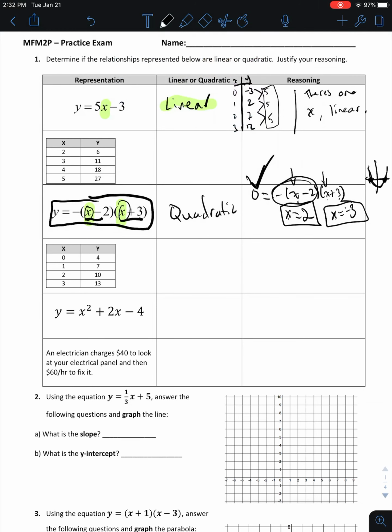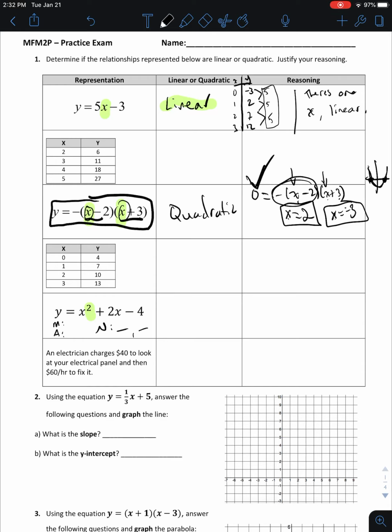But also a simple reasoning is just simply because I count two x's over here, right? And then again, if we come down here, we can use the same principle. I see two x's, or an x squared out front, which we also know represents a parabola, and a parabola is a quadratic, right?